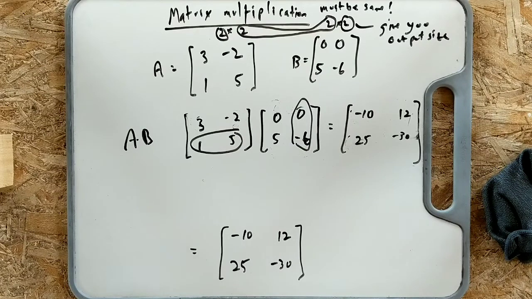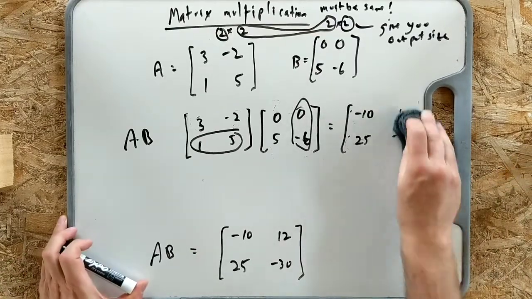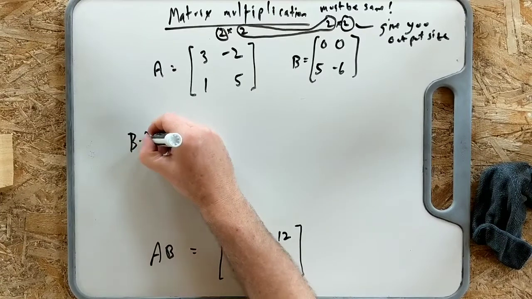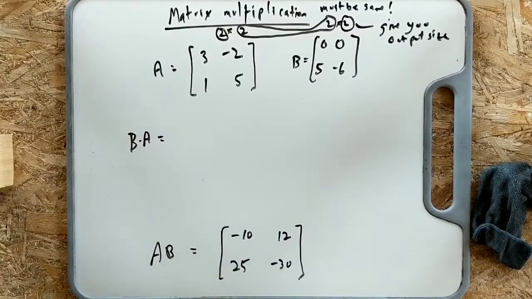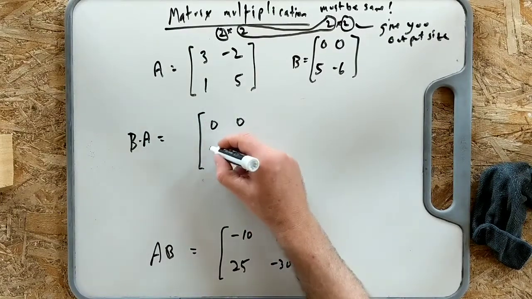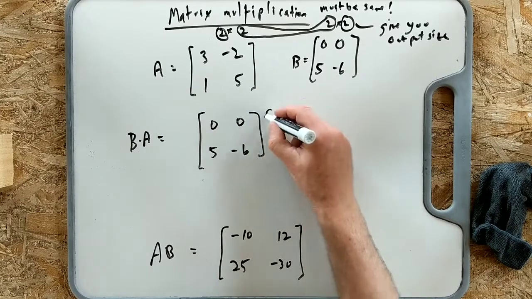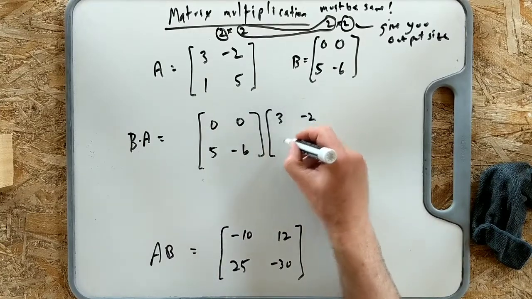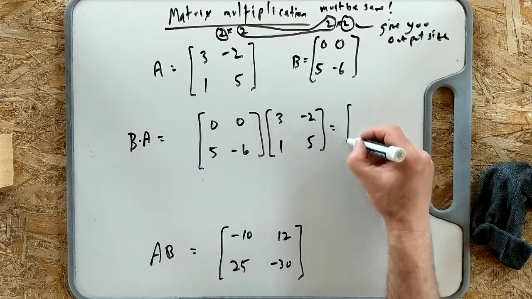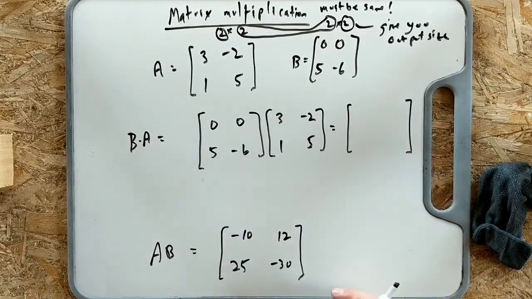Okay, and now I'm going to do B times A. Just to show you that they're not the same, I'm going to put A times B down here, erase the middle part, and do B times A. I'm going to rewrite them, and I would always suggest doing this. 0, 0, 5, -6 times 3, -2, 1, 5. Again, 2 by 2 times 2 by 2 will give you a 2 by 2.